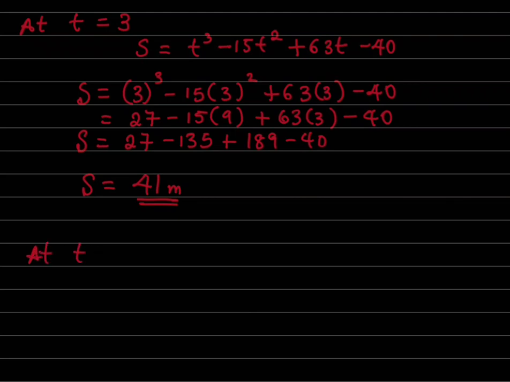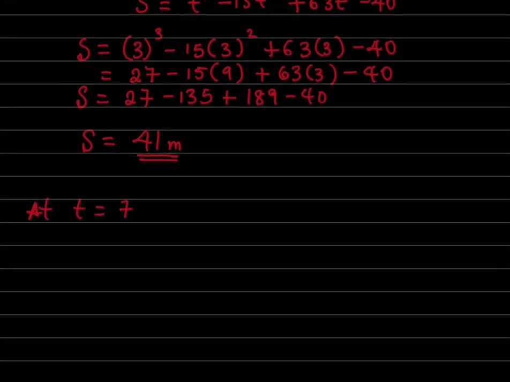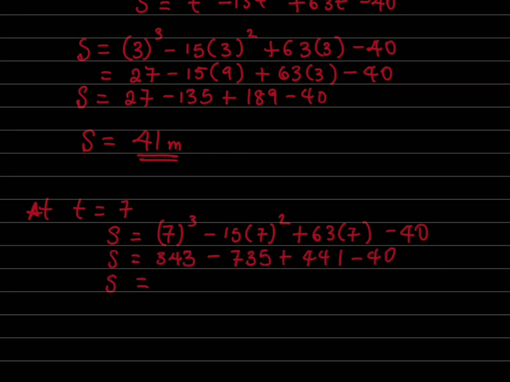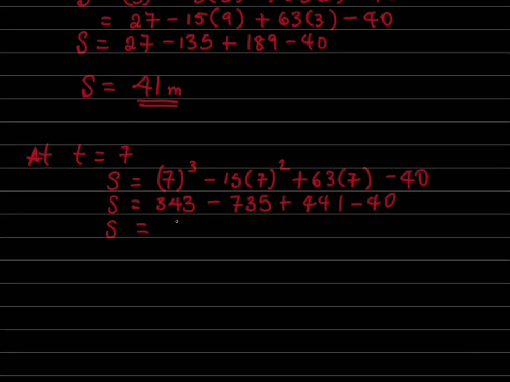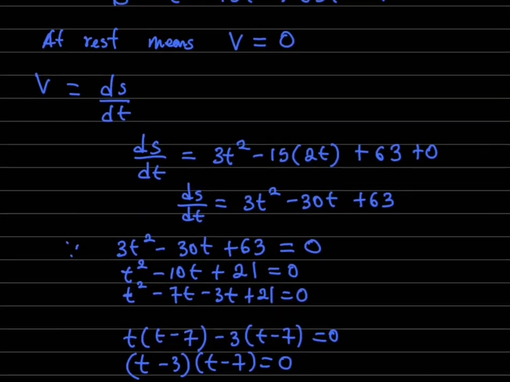At t is equal to 7, we are going to have the same substitution. So s is going to be 7 all cube minus 15 into 7 all squared, then plus 63 into 7, then minus 40, which using our calculators, everything is equal to 9. So we have 9 meters. So these are the two distances that we have been asked to find, and we actually found it. Then let's go to the next question.